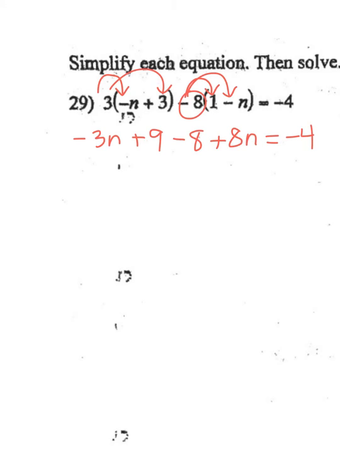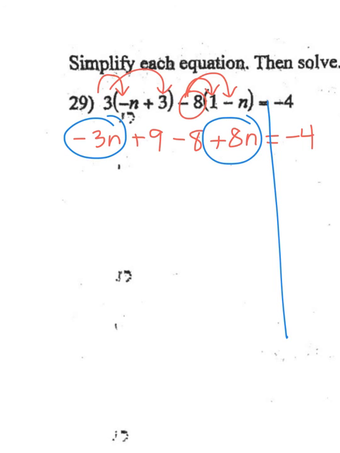All right, here we go. Distribute. Negative 3n plus 9. This is negative 8. Negative 8 plus 8n equals negative 4. Okay, distributed. Now let's simplify. Let's combine. Here's my equal sign right over here. Combine these n's. 8, 7, 6, 5n. I can combine this 9 and this 8 right here. Plus 1 equals 4.